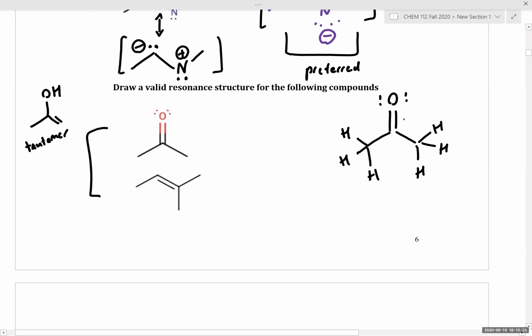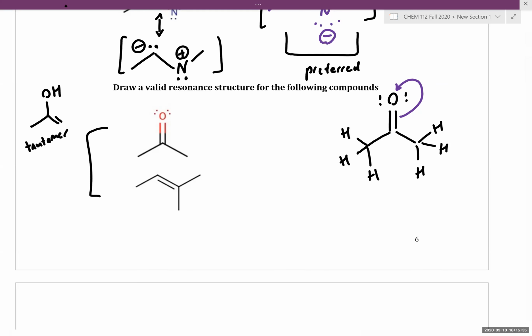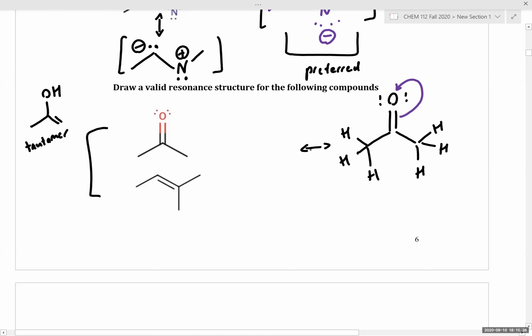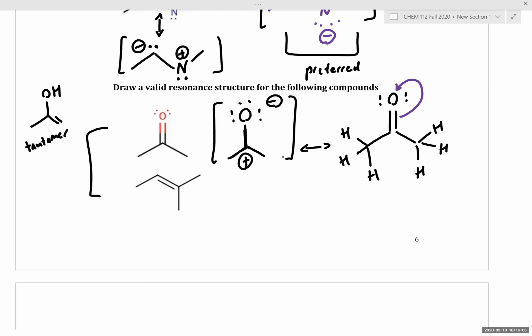We have our double bond. We can either move our electron density up to oxygen or down to carbon. Those are the only two atoms involved in our pi bond. So if we kick our electron density up to oxygen, we now have a lone pair on our oxygen, and our carbon has lost a bond, so it now has a positive formal charge. So this would be one valid resonance structure for acetone.